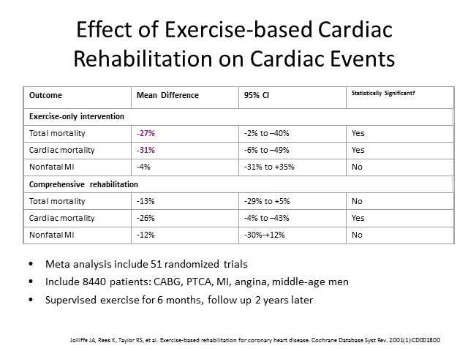Compared to comprehensive rehabilitation, we can see that total mortality and cardiac mortality did not achieve as great of a decrease in the mean difference. However, the non-fatal MIs did receive a higher mean difference compared to the exercise-only intervention. And as you can see in the comprehensive rehabilitation, it was only the cardiac mortality score that was deemed statistically significant when they ran the analysis.